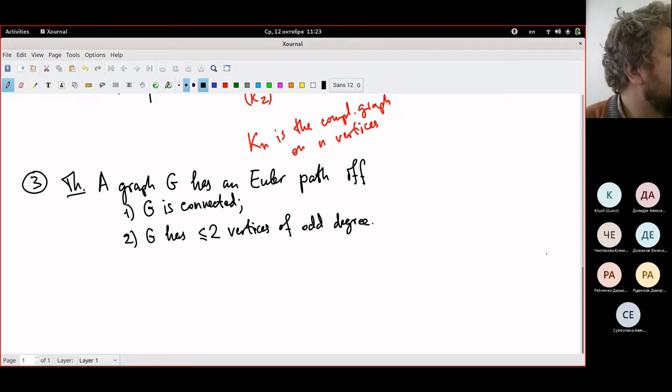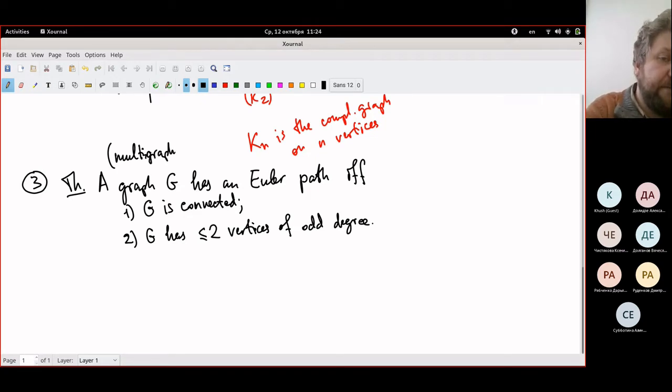Last time we discussed it only in one direction. Both of these conditions are necessary, right? So if there is an Euler path, then of course the graph should be connected. And of course the second condition should hold. And by the handshake lemma, the second condition, it's either zero or two. You couldn't have only one vertex of odd degree. By the way, this could be a graph, it could also be a multigraph. So here parallel edges are okay.